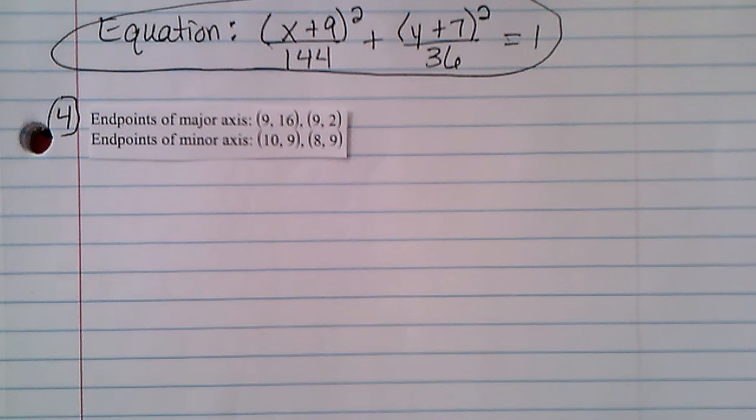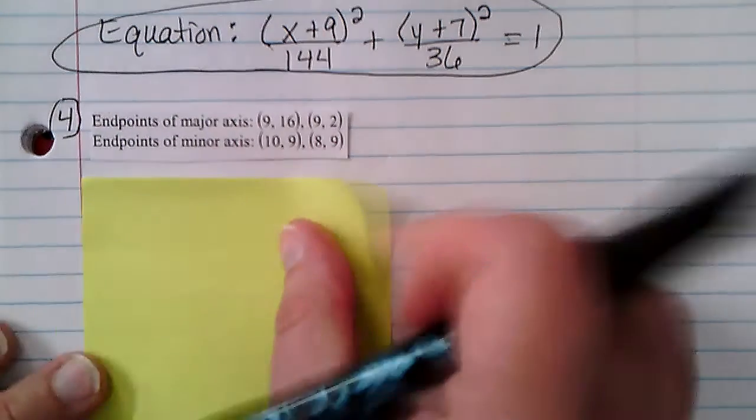Okay, this last example is going to be the one that requires the most work. It gives us the endpoints of the major axis and the minor axis. So we don't have the center, we don't have A, and we don't have B. So we have to calculate all three. The first thing I'm going to do is determine the orientation so I can go ahead and get my formula out of the way.